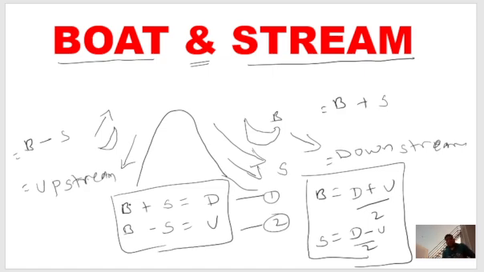So first we revise these formulas. Downstream speed means boat speed plus stream speed. Upstream means boat speed minus stream speed. Boat speed equals downstream plus upstream upon 2. Stream speed equals downstream minus upstream upon 2. So this is the concept we have to understand. Now we move to the questions.